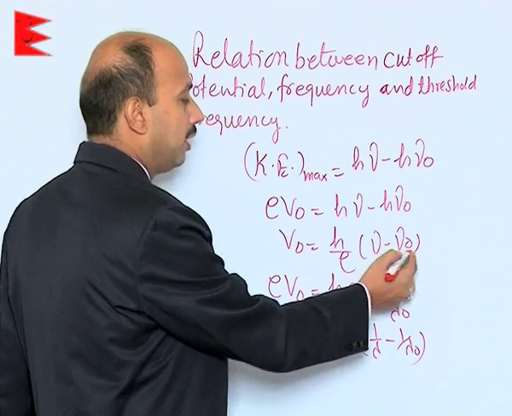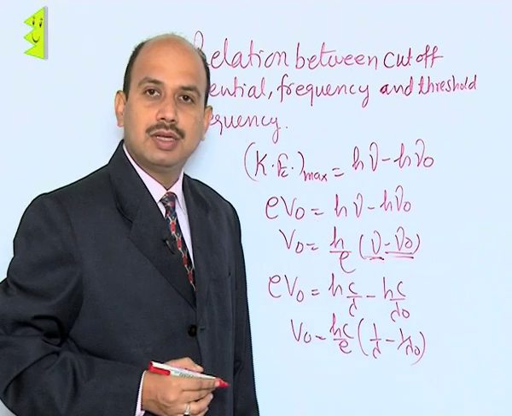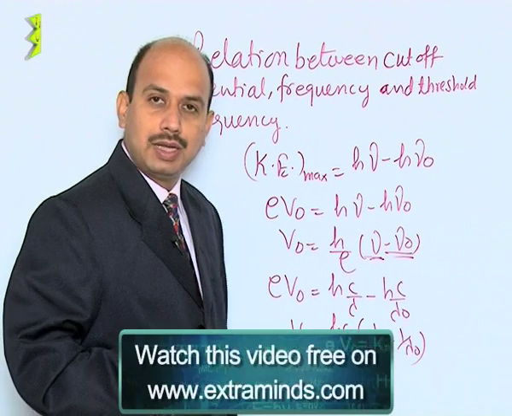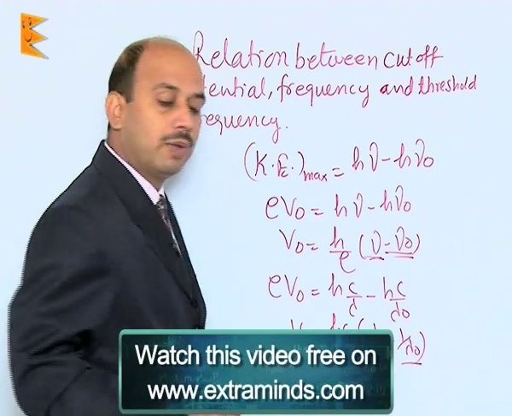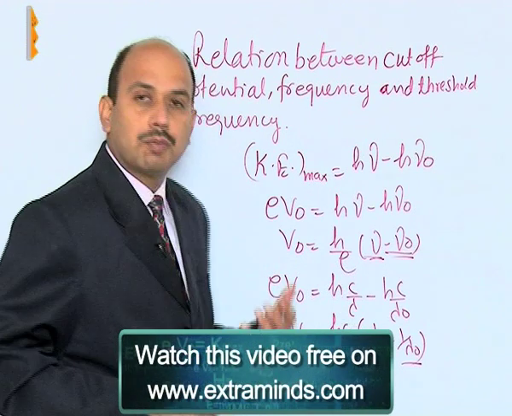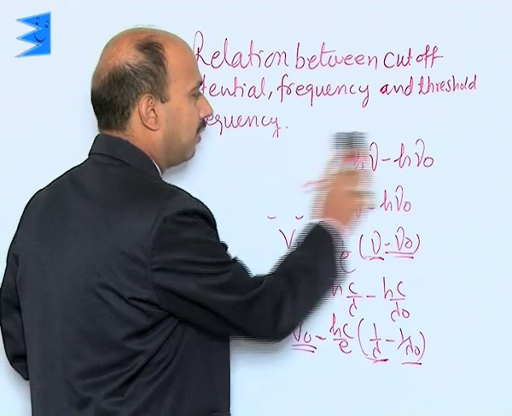Now see, here nu naught is known as threshold frequency, nu is known as frequency of the incident radiation falling, lambda is the wavelength of the radiation falling on the metal surface, and lambda naught is the threshold wavelength. So this is the relation here, and here V naught is called the cutoff potential. We can also explain everything with the help of the graph here.